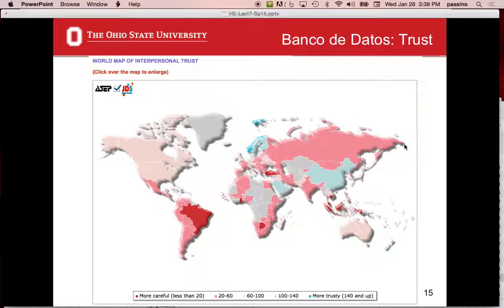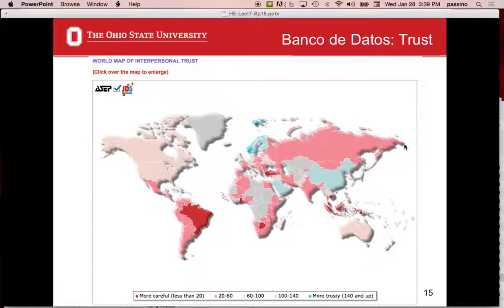Next one, interpersonal trust. You're going to a country. Are you going to be able to walk in? Are they going to trust you? Are they going to think you're just a greedy American trying to make money off them? I've had that happen to me. I was trying to form a partnership, and they thought I was trying to get them to do work for me so I could make money. Seriously. They didn't trust me. I was shocked.